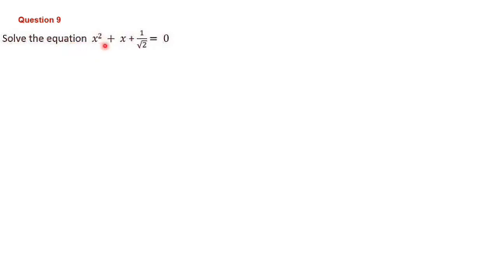Solve the equation x square plus x plus 1 by root 2 is equal to 0. Here in the denominator there is a root 2, so we have to eliminate that. For that, just multiply throughout by root 2. Multiplying by root 2 means first term into root 2, second term into root 2, plus third term into root 2 is equal to 0 into root 2.